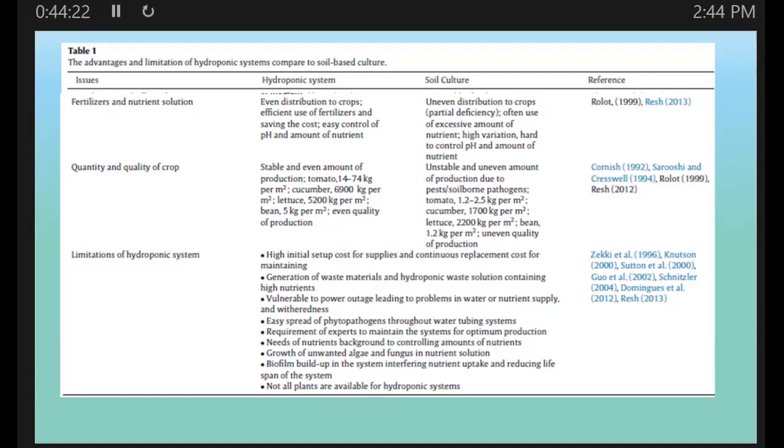Yeah, vulnerable to power outages, that's for sure. Hydroponics definitely have that issue. We need a backup generator. That last bullet point, not all plants are available for hydroponics. I think that's true right now, but it's getting better and better as we learn more how to work with different plants.